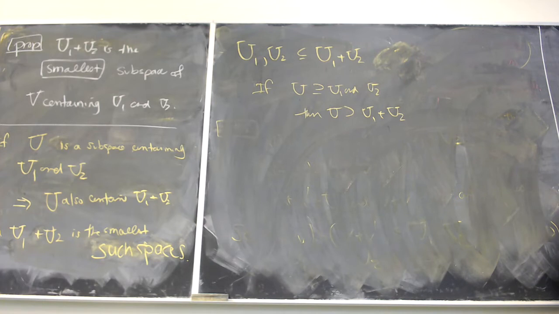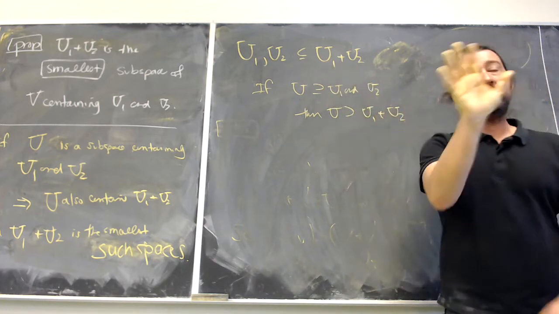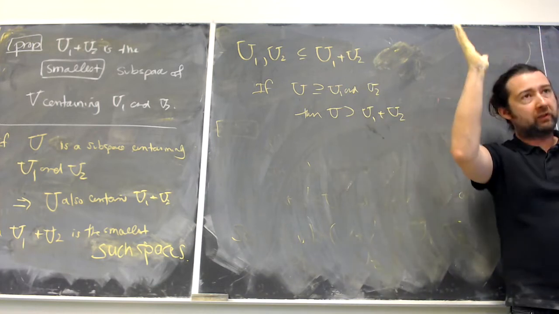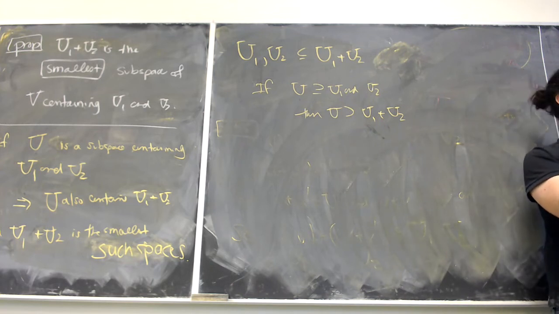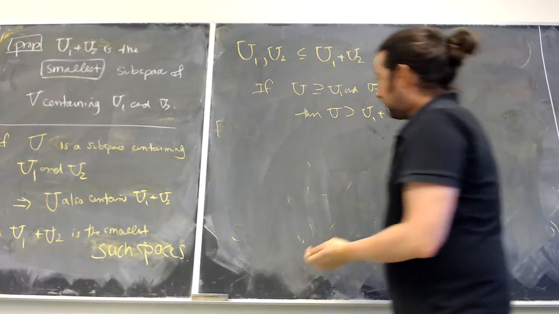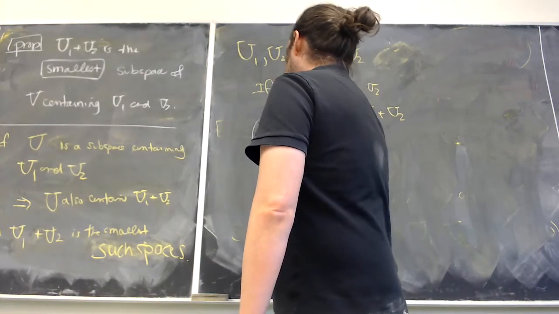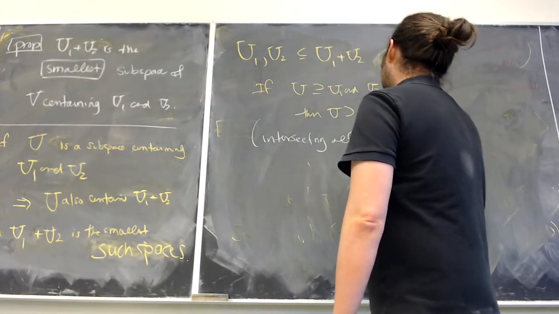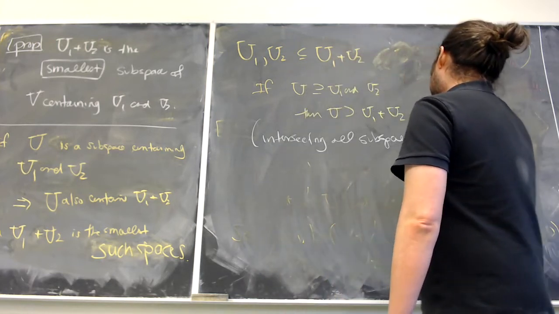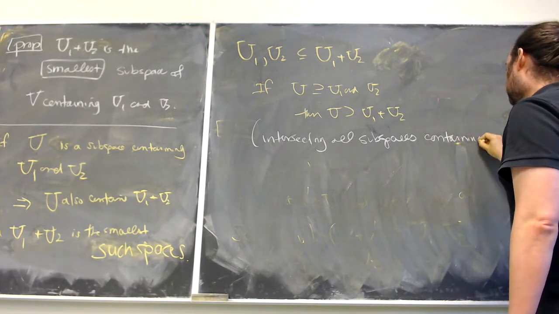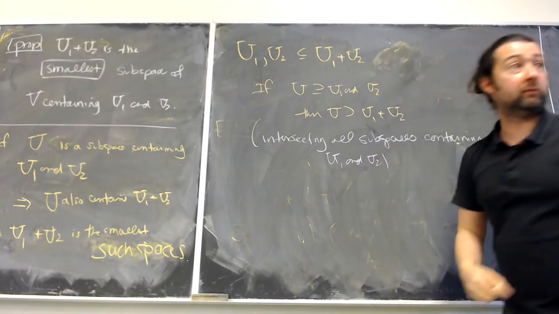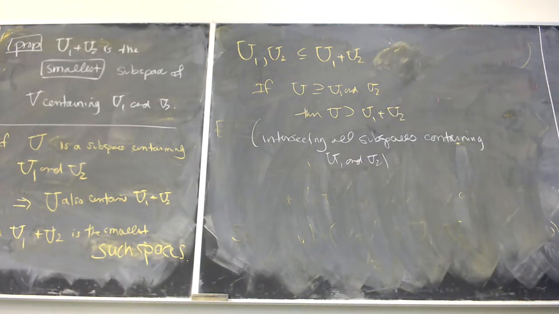That's what we mean by smallest. U1 and U2 live in the sum, and anything else that contains U1 and U2 as a subspace also contains the sum. So U1 plus U2 sort of is at the bottom of all spaces that contain U1 and U2. If you don't like this, you can think in the background, there's an idea of intersecting all subspaces containing U1 and U2. That's the other way of thinking about what the structure of this argument is.